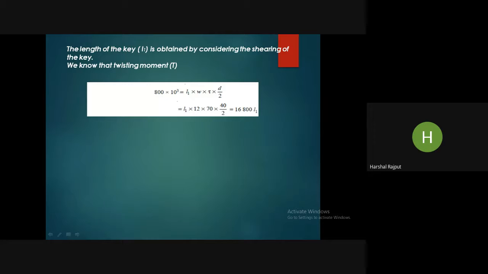We can take force that L1 into W into tau, right? And r is the radius, then the radius will take the d by 2, the diameter of the shaft.